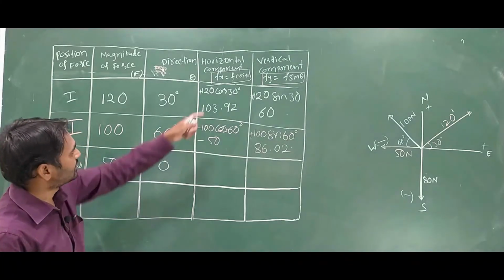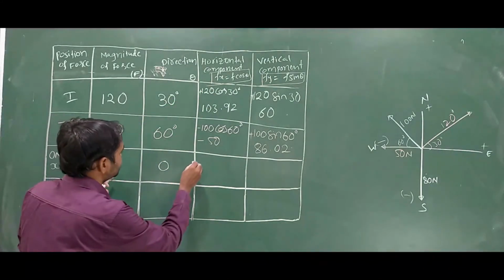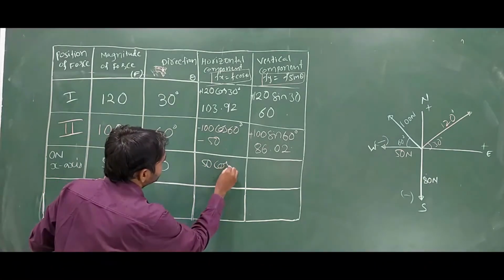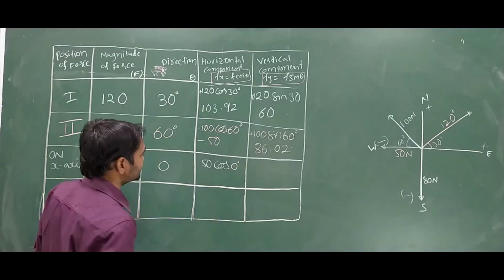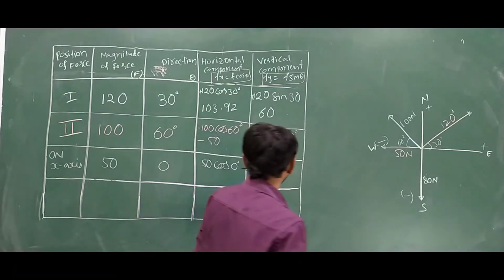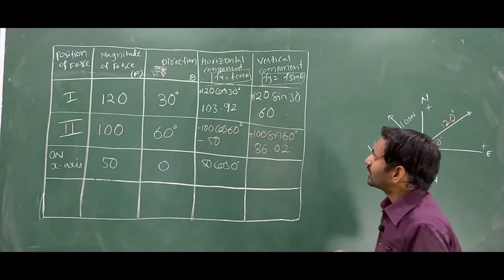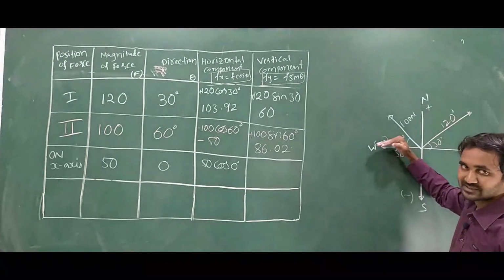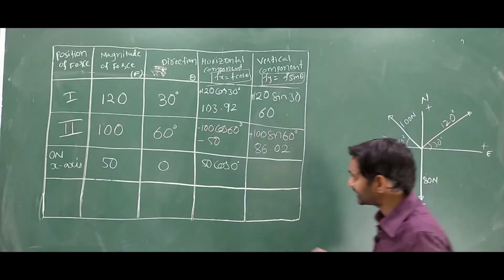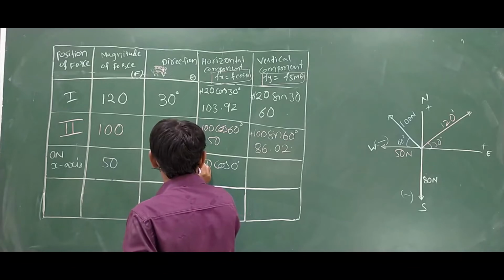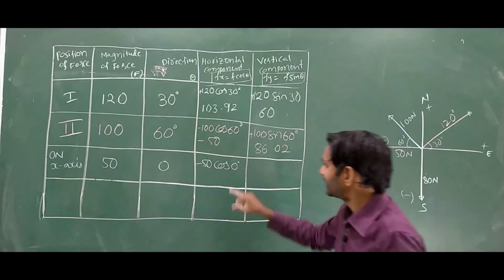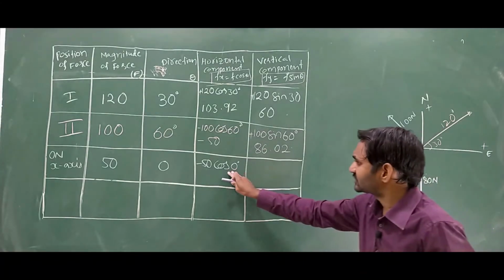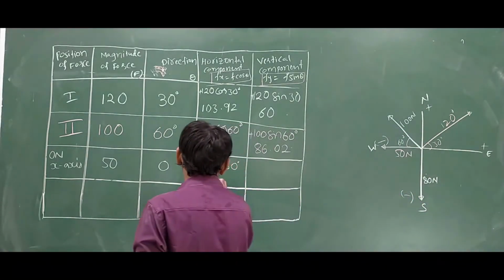Now let me write in this equation. So that is 50 cos 0 degrees. So here it is in the horizontal component, and this is in the minus direction, so you will get minus. So minus 50 cos 0. The value of minus 50 cos 0 will be minus 50.